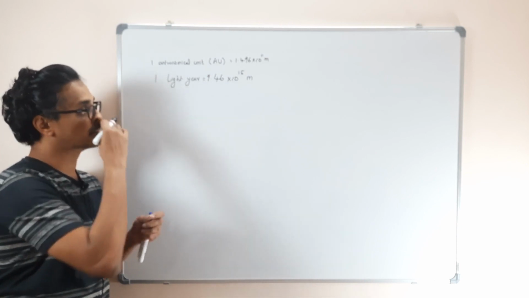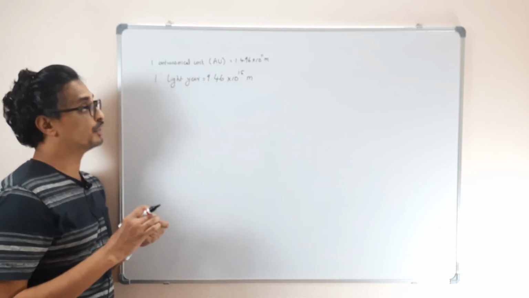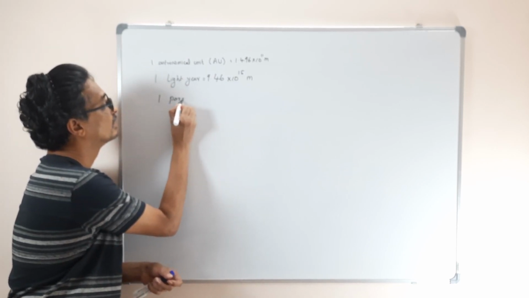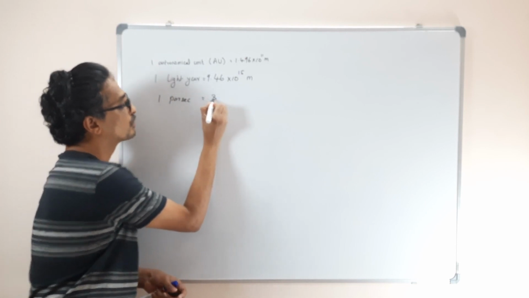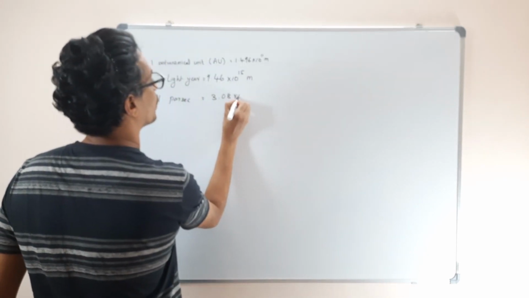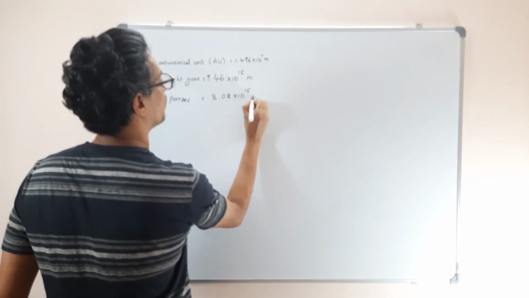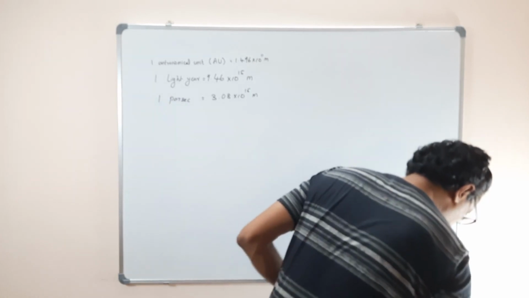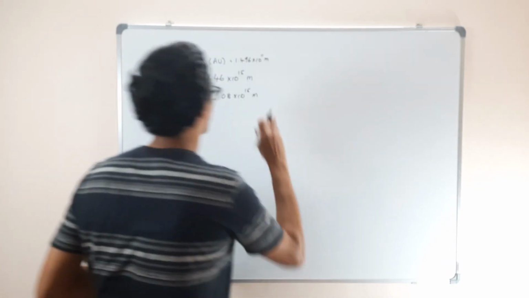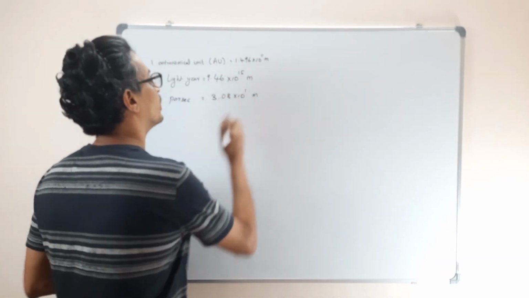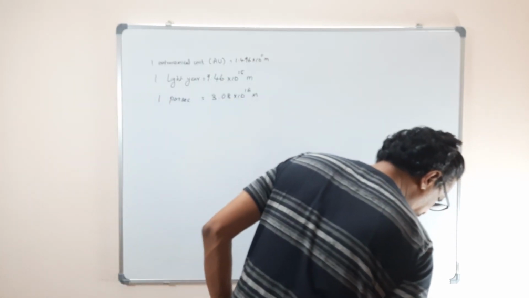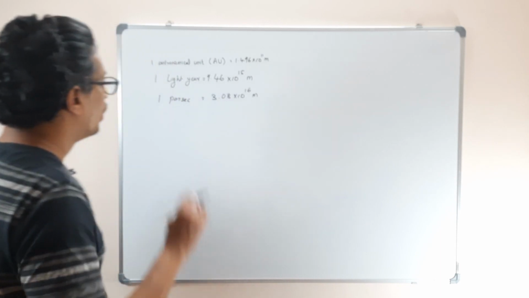And there's another very important unit. That is 1 parsec. This is the unit we normally use, 3.08 into 10 to the power of 16 meter. Sorry, this is 10 to the power 16 meter.